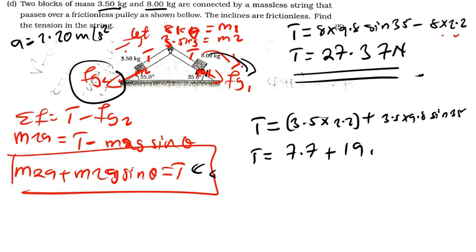that gives me 19.67367, like that. Let's now add those two. So that plus 7.7 gives me exactly 27.37 newtons.